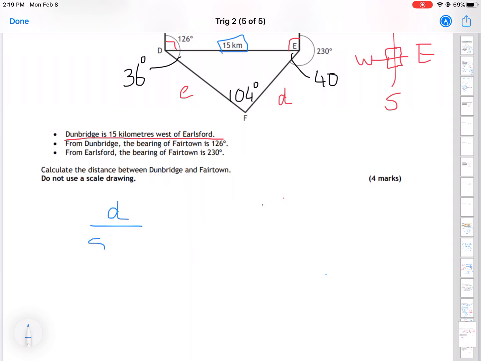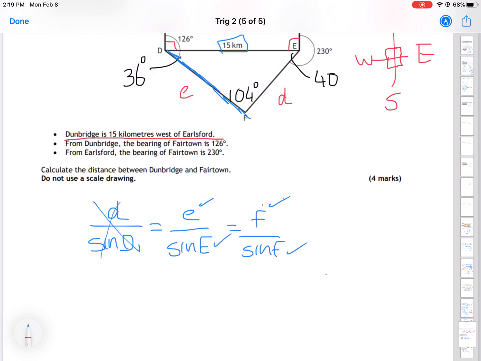So I'm going to use the sine rule, but just with the different letters that I'm actually given in the question. So D, E and F. And I'm given angle F, side F. I want to find side E, because that's the side DF, which is the one I'm actually trying to find, Dunbridge to Fairtown. And I know angle E as well. No use for the D section of this formula, but I do have uses for the other two. So side E over sine 40 is equal to 15 over sine 104.